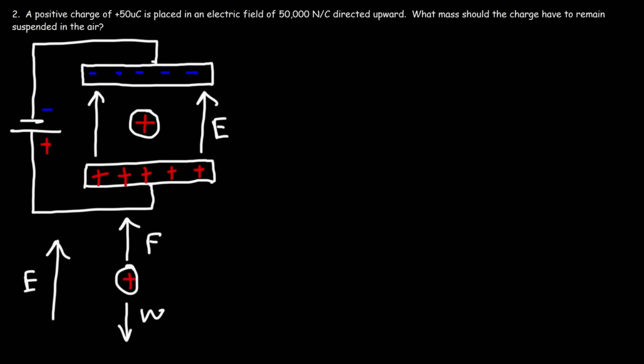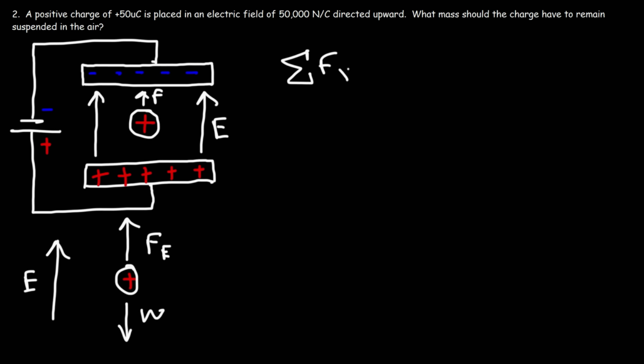In order for this charge to remain suspended in the air, the electric force that wants to accelerate the charge towards the negatively charged plate, that has to be exactly equal to the gravitational force, or the weight force, that wants to bring the positive charge down towards this plate. So if we can get these two forces to equal each other, then the positive charge will remain suspended in the air.